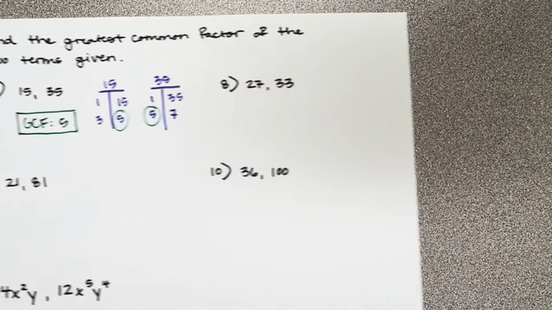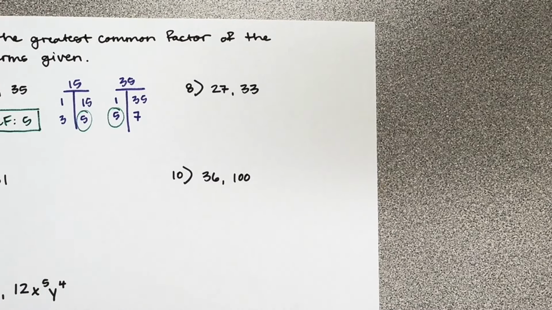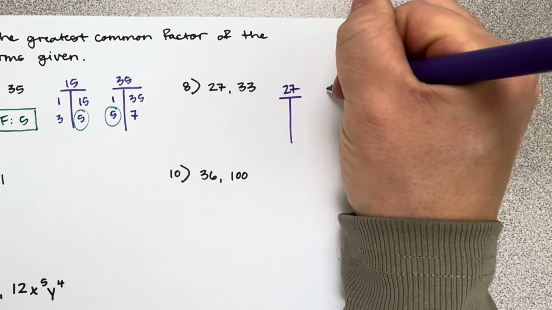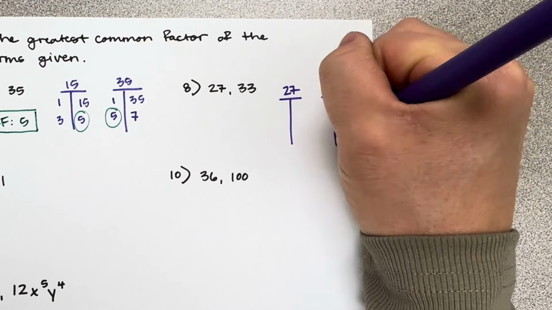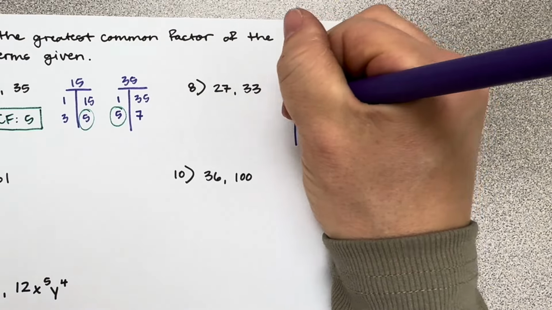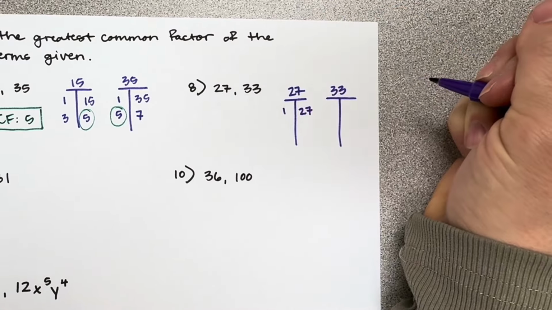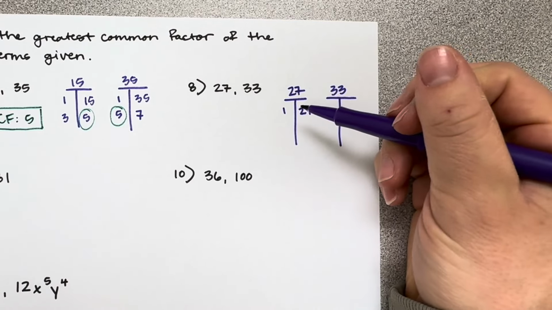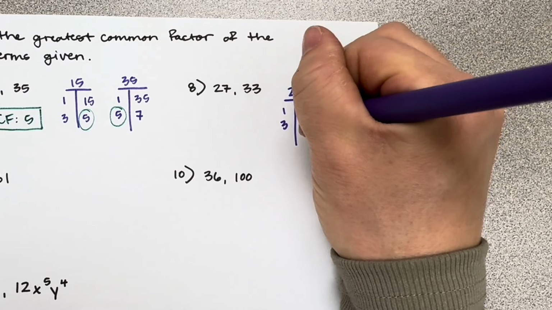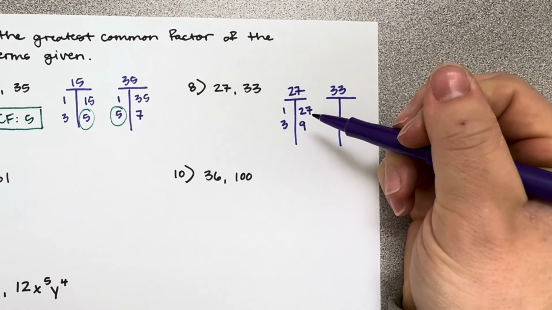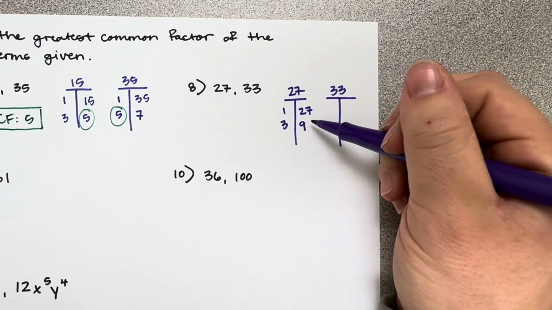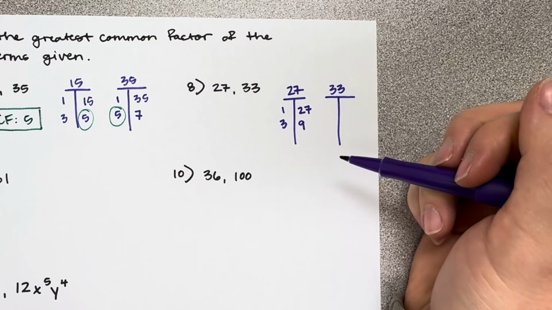Okay, awesome. Let's practice that again. Okay, so I'm going to do the same thing here. So I have 27 and 33. I want to find the greatest common factor between 27 and 33. Okay, well for 27, I have 1 times 27. 2 doesn't go into it, 3 does. 3 times 9. Okay, 4 doesn't, 5 doesn't, 6 doesn't, 7 doesn't, 8 doesn't, 9 does. We already have it, so we're done for 27.